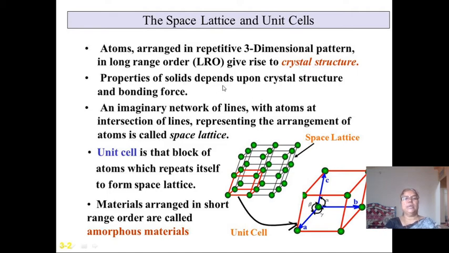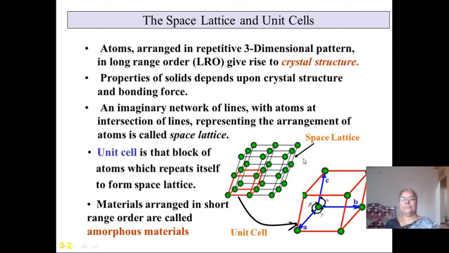The properties of solids depend upon crystal structure and bonding force. An imaginary network of lines with atoms at the intersection of lines representing the arrangement of atoms is called a space lattice. Here, space lattice: an imaginary network of lines with atoms at intersection of lines representing the arrangement of atoms is called space lattice.